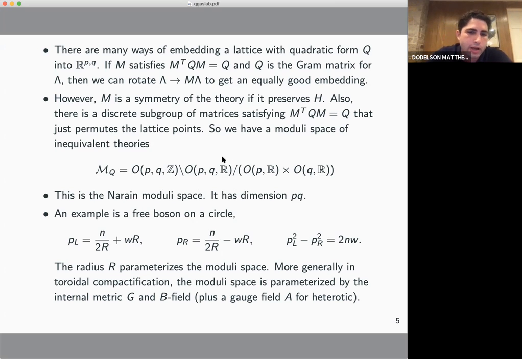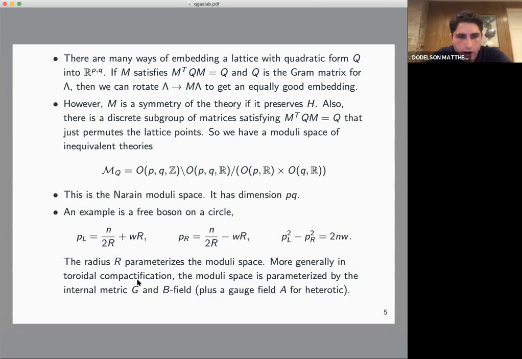It's called the Narain moduli space, and it has dimension P times Q. So the simplest example would be a free boson on the circle. So here P left is N over 2R plus W times R. N is the KK momentum, and W is the winding number. And P right is the same thing, but with W flipped. And then this quadratic form Q is 2 times N times W. So the Q is independent of the moduli space. So the radius R parameterizes the moduli space. And more generally in toroidal compactification, the moduli space is parameterized by the internal metric G and the B field. And if we're in a heterotic theory, we also have a gauge field.